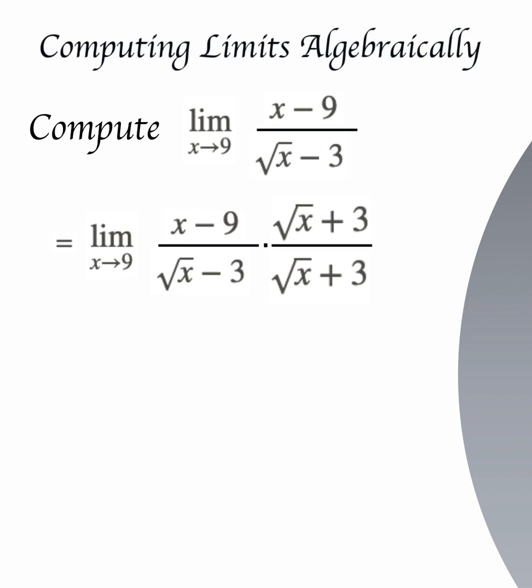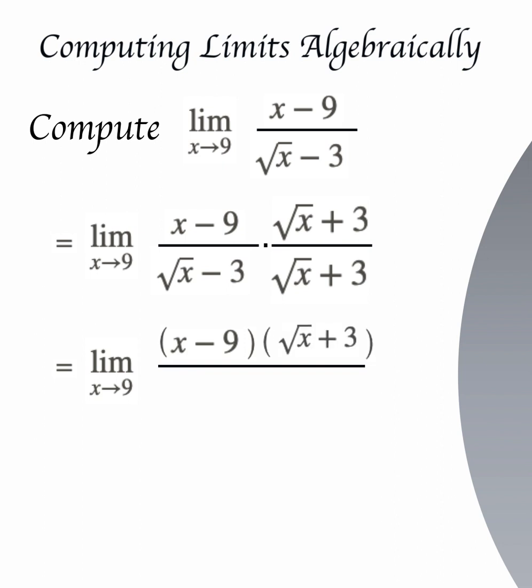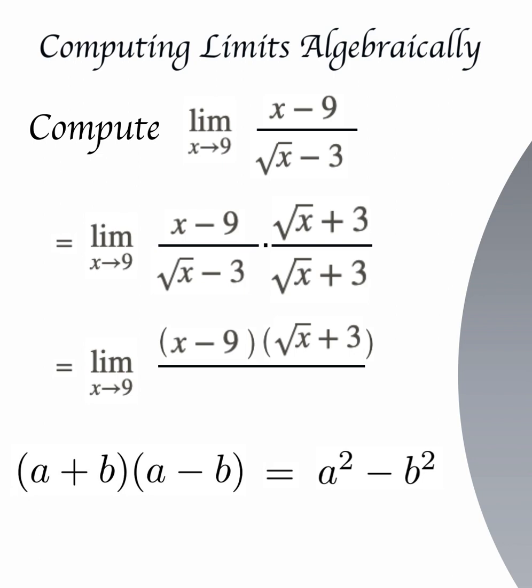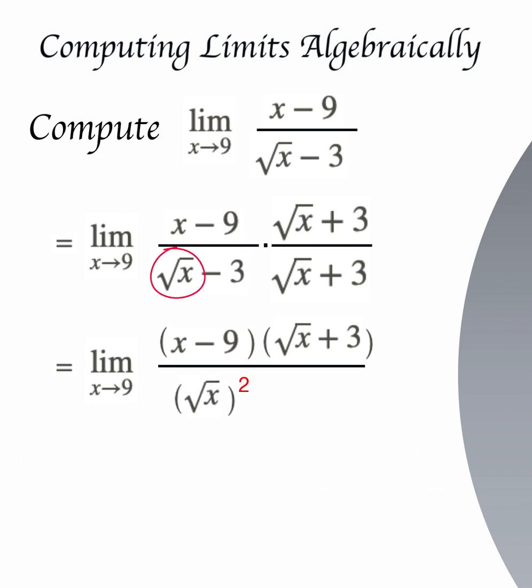So what do we do here? We leave the numerator as it is. Just simplify the denominator. So we write, equal, the limit as x approaches 9. Now x minus 9 we leave it, multiplied by radical x plus 3. And look at the denominator now. We have (a minus b) times (a plus b). What does it give you? It gives you a squared minus b squared, which is radical x squared minus 3 squared.